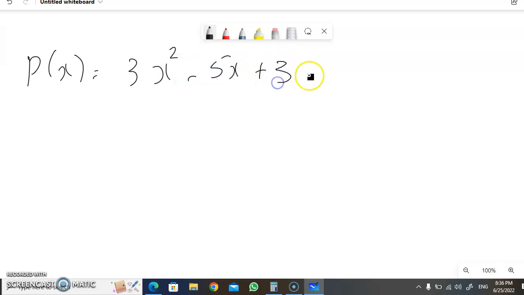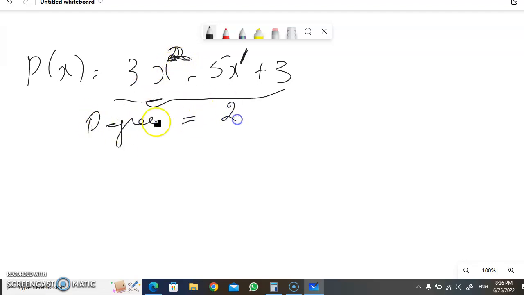See, if I have a polynomial P of x, 3x square minus 5x plus 3. See here, what is the highest power? Here I have 1, here I have 2. But which is the highest one? Obviously 2. So what is the degree in this case? First we will decide about degree. Degree is 2. That is the highest power. Hence, it is called quadratic. If the degree is 2, it is quadratic.